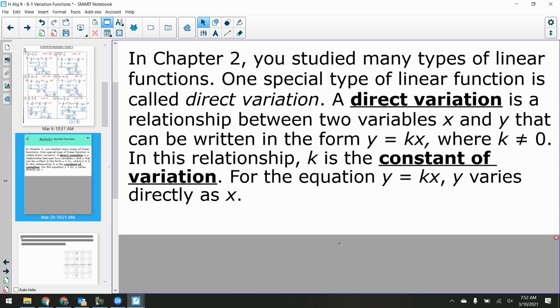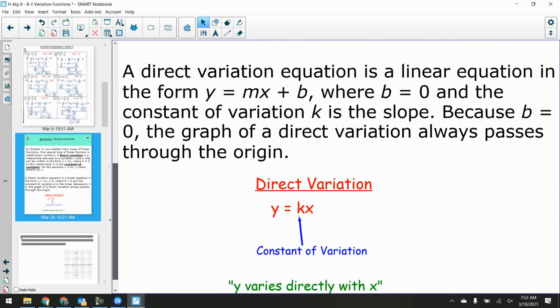This is a linear function with basically no y-intercept, which means if there's a 0 y-intercept, what point is it always going to run through? The origin point. It will always run through the origin point. Always. A direct variation will always run through the origin. Okay? That k has a unique name. It's called the constant of variation.